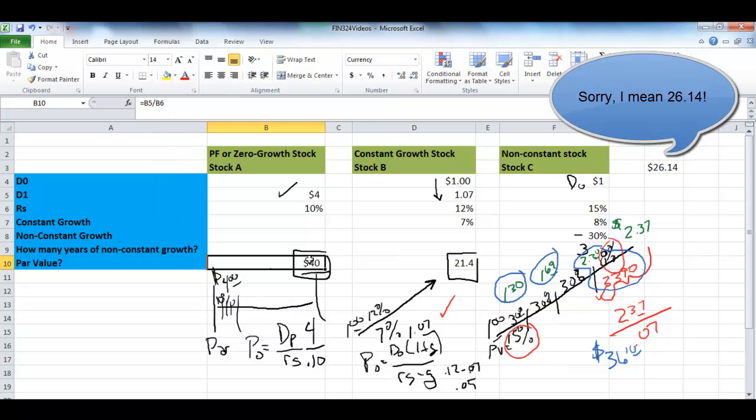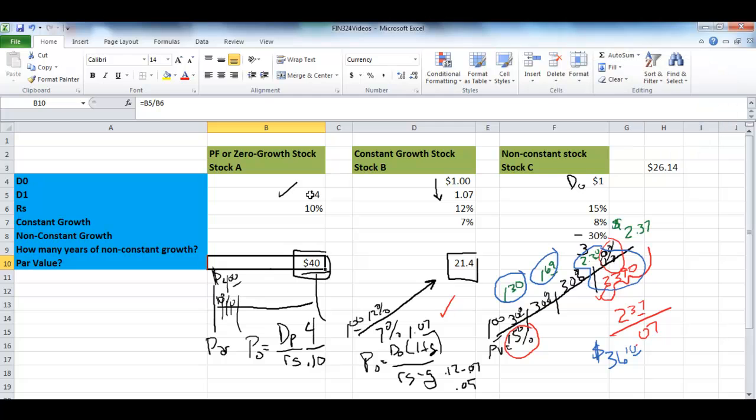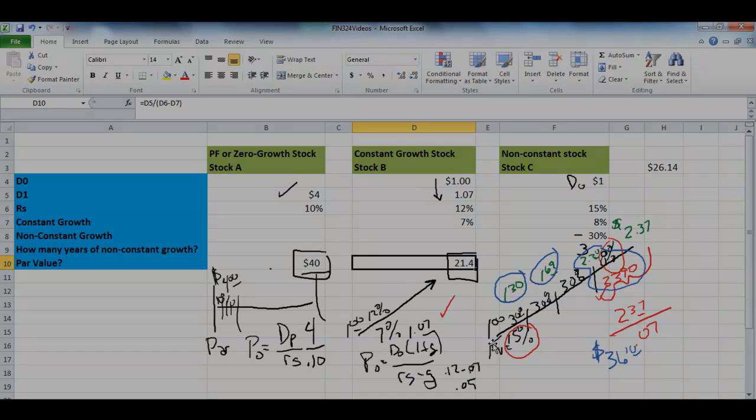And let's click here. You can see earlier I was saying I just took this one here. I just divided the $4 by the 10%. There it is, B5 divided by B6. And this one right here, I just took the D1 and divided it by the difference between 12 and 7, the difference between the B6 and B7. And I got that number. So that's how we do all 3 of our stock valuation models. So I hope that helps for this week.